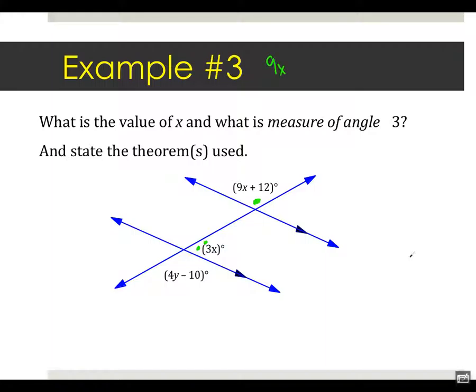So we get 9x plus 12 plus 3x is equal to 180. So what's x? 14. Who got 14? We're going to go with it. How do you find y then, Ryan? You do 3 times 14. 42. Sure. And then you add that to 4y minus 10.